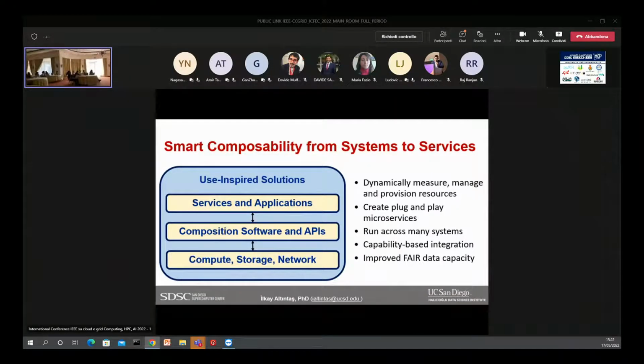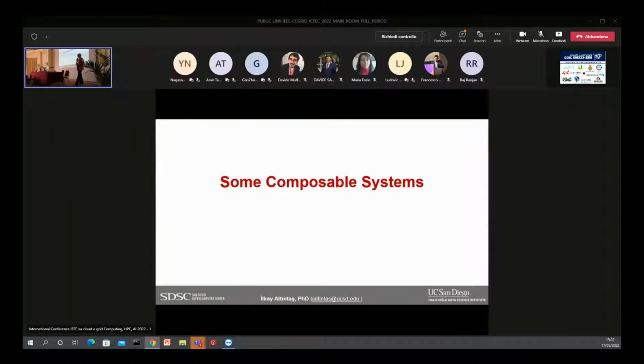There are some principles to play in this space. Dynamic measurement, management, and provisioning is very important. Creating plug-and-play microservices that we can actually integrate into applications is another. Being able to run those services across many systems is another part of it. And making sure things are fair at all parts of it. So it improves reuse and interoperability between systems and services. So these are really things that we talk about when we talk about these solutions.